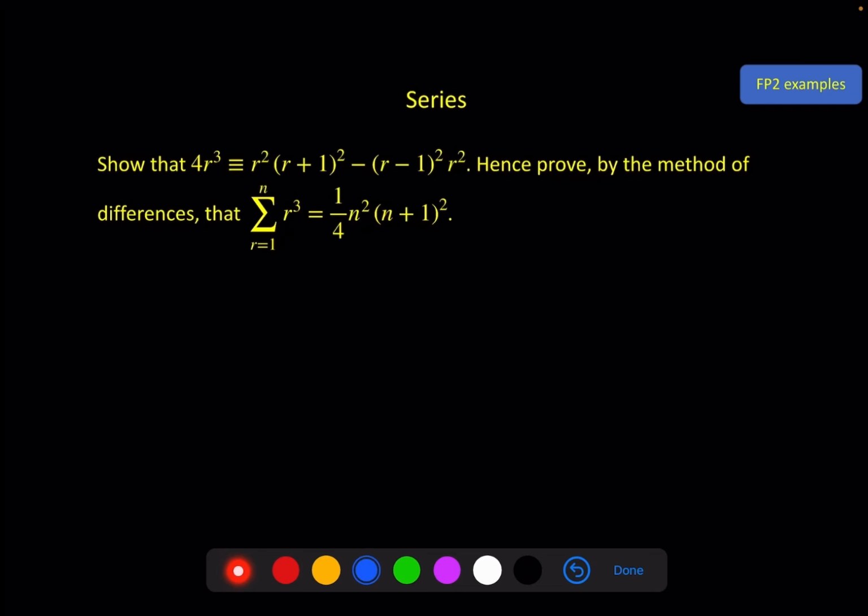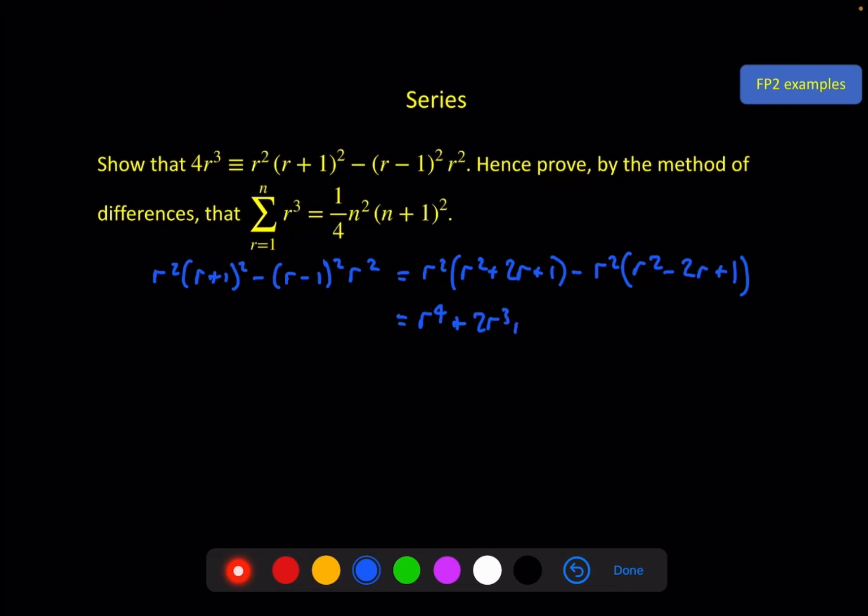It doesn't matter if you start with the left or the right, unless the question specifies. So we've got r squared, r plus 1 squared, minus r minus 1 squared, r squared. And if I just expand all of that out, we get r squared plus 2r plus 1, minus r squared minus 2r plus 1. We get r to the 4 plus 2r cubed plus r squared, minus r to the 4 plus 2r cubed minus r squared, and you can see that this one cancels with this one cancels with this, and the other two add together to give us our needed 4r cubed. So this is indeed true, we have shown that.